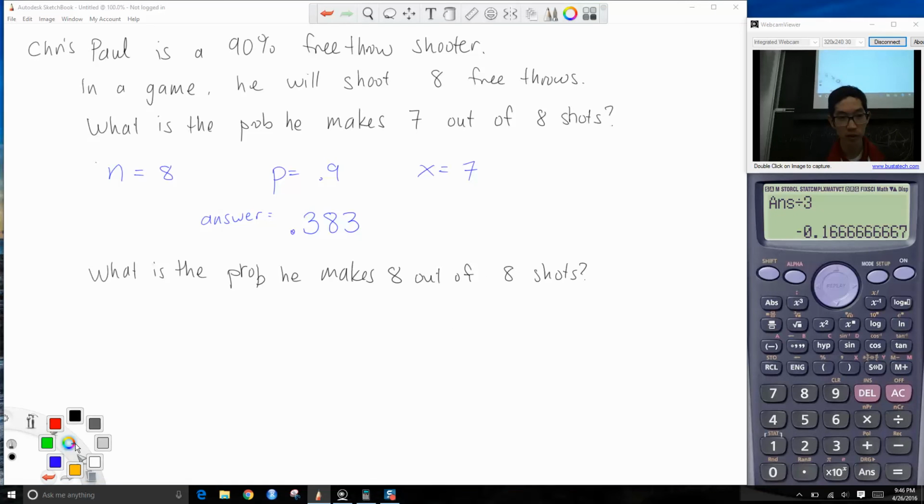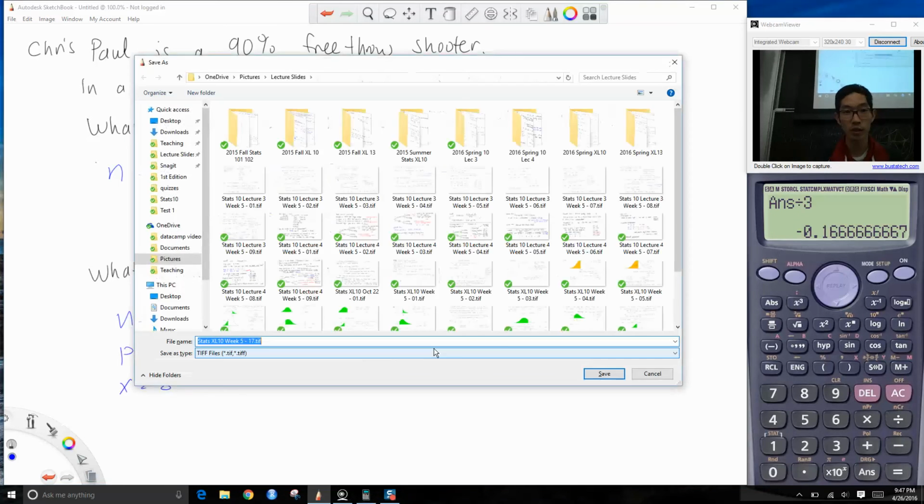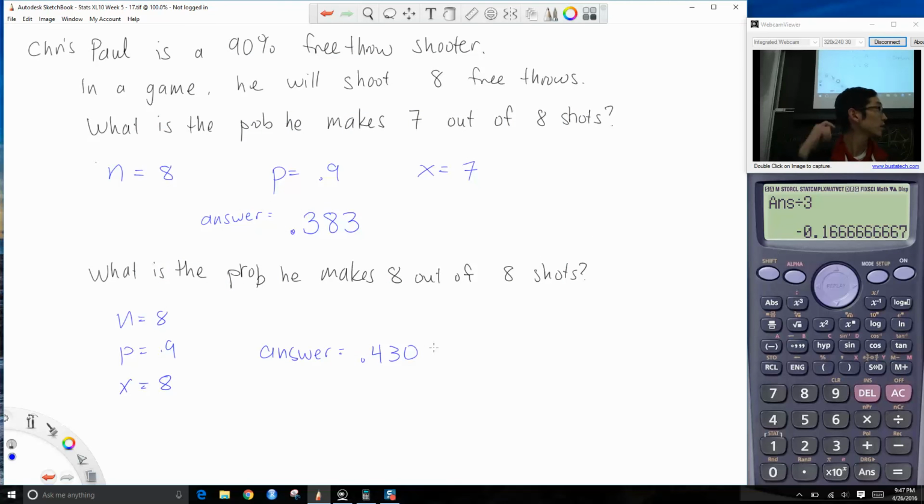In this case, n is 8, p is 0.9, and x is 8. Our answer here is 0.430. How do we feel about this? It's not too bad, right? Binomial is easy. The hardest part with the binomial is not using the table. Usually when you read the problem, you can figure out n is this, p is this, and x is this.